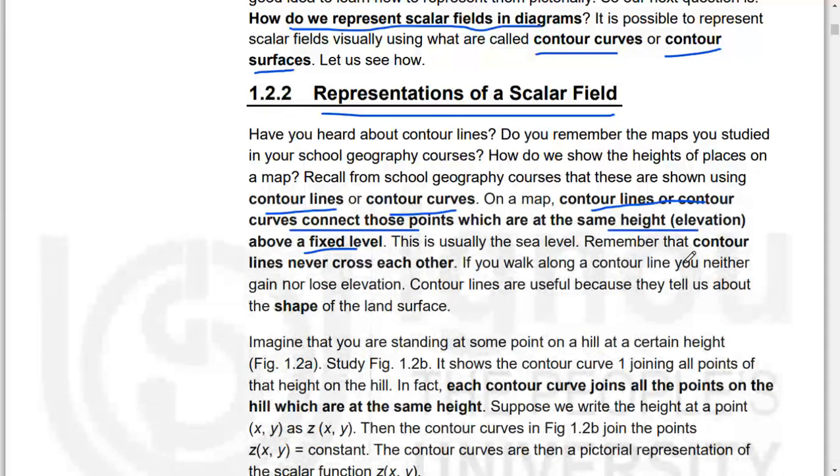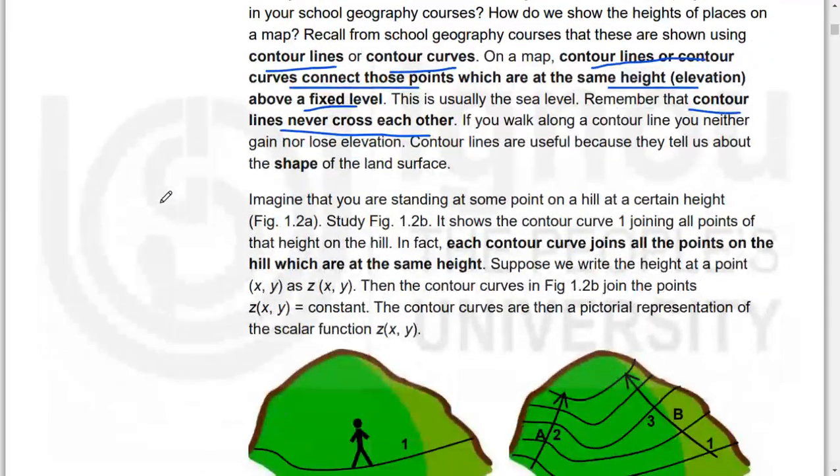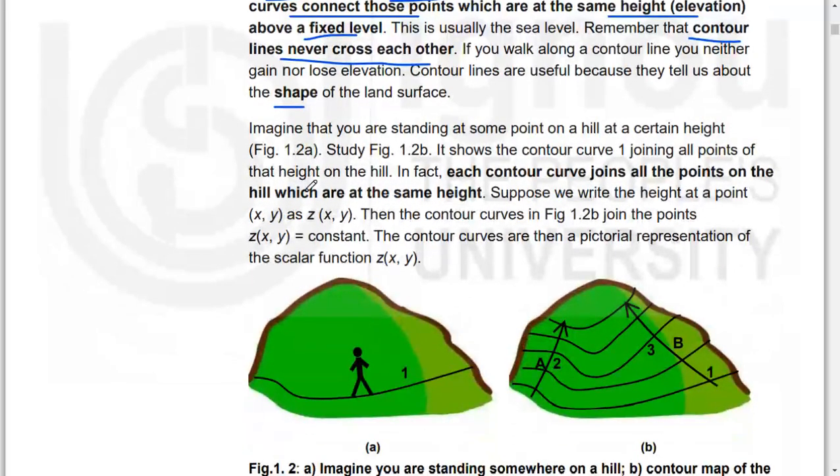Remember, contour lines never cross each other. If you walk along a contour line, you neither gain nor lose elevation. Contour lines are useful because they tell us about the shape of the land surface. Imagine that you are standing at a point on a hill at a certain height. Figure A. Study figure B. It shows the contour curve joining all points of the same height on the hill. In fact, each contour curve joins all the points on the hill which are at the same height.